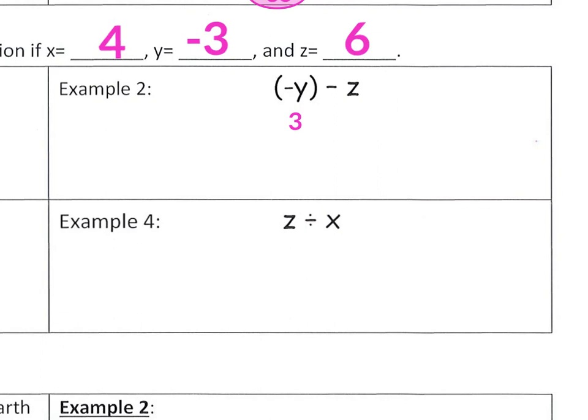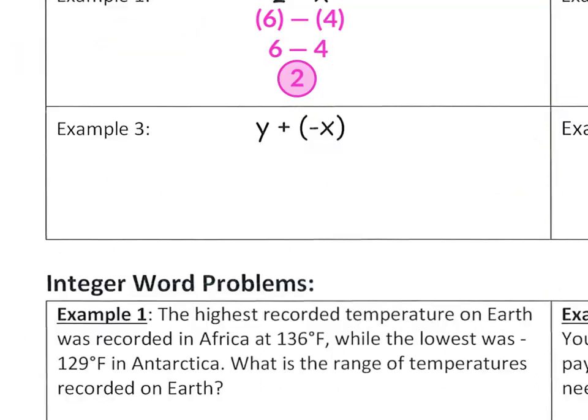And then in place of the z, we're going to put in the 6. So then we have 3 minus 6. 3 minus 6, if we put that in our calculator, gives us a final answer of negative 3. So 3 minus 6 is negative 3. Negative y minus z gives us that negative 3. Hopefully that made sense. Let's try another example.